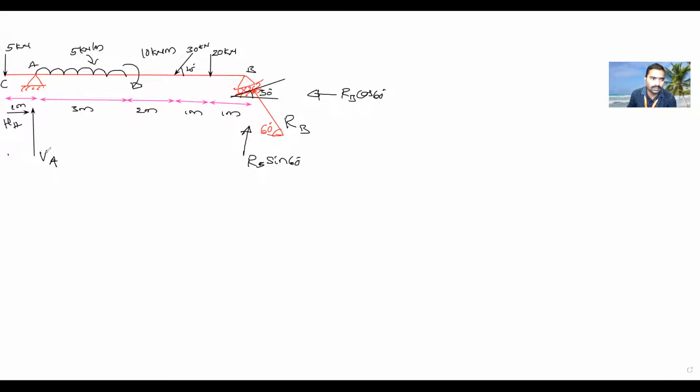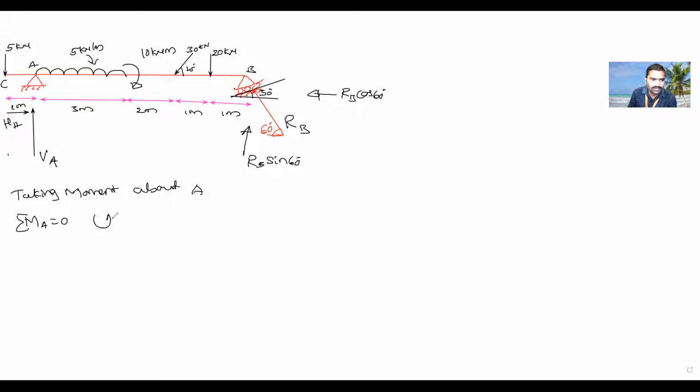Now my intention is I need to find out the value of RB and VA, the vertical reactions, or you can take HA also. So first I will go with the moment equation so that I will get one of the formulas. Either you can go with moment about B equal to 0 or moment about A equal to 0, so that you will get one equation. So I will directly do it. Taking moment about A, summation of moment about A equal to 0.